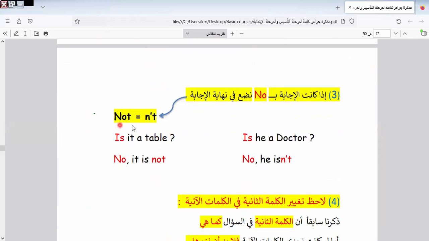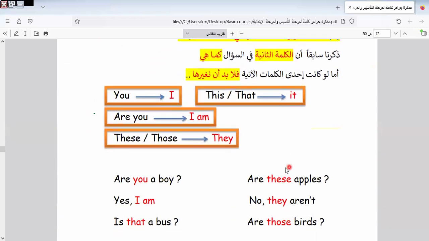Here we have, you can do the abbreviation like this. Say no, it's not. You can write it like this or like this. No, he isn't. Okay, let's continue the rest of the lesson.